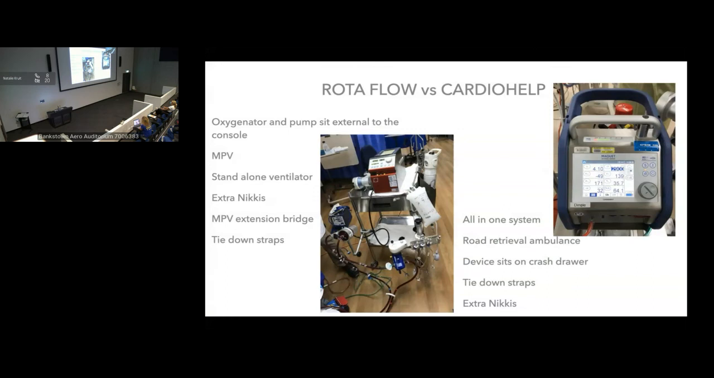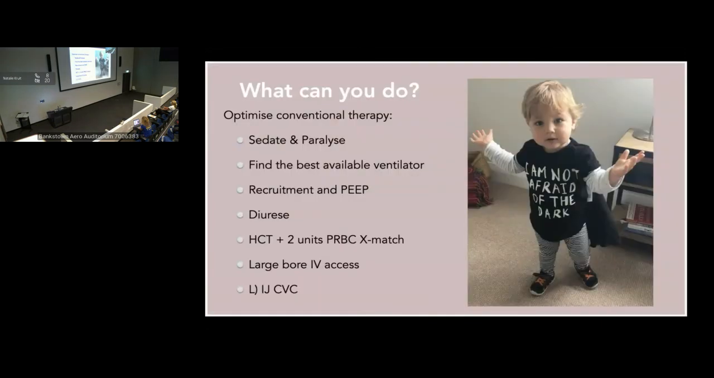If you're taking the cardio help, it's easy. It's an all-in-one system. You use the road retrieval ambulance. You just pick it up and you sit it on the crash drawer, and you just need to remember the tie-down straps and some extra nickies. So you get there before the retrieval team. What can you do to actually optimise the patient while you're waiting for them?